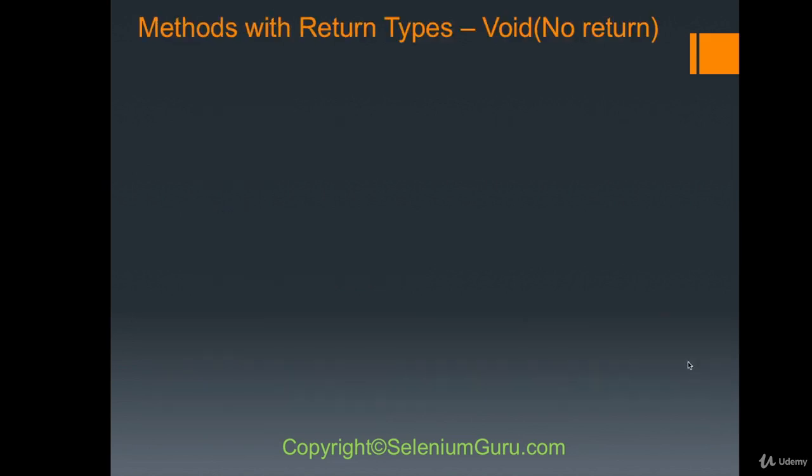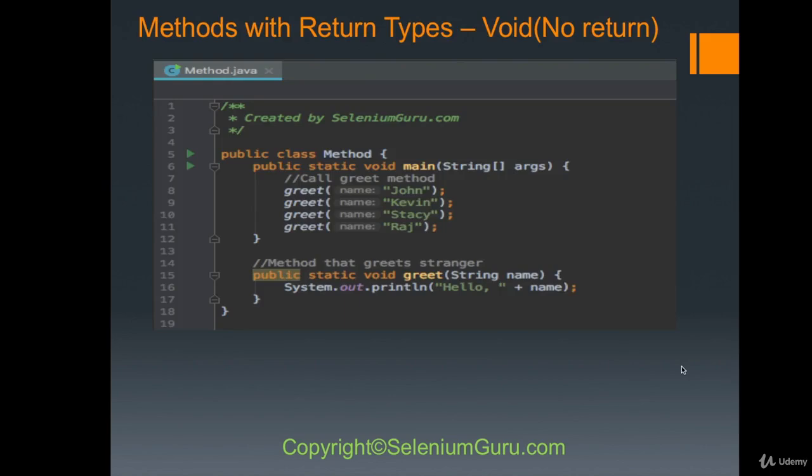So now we're going to learn what a method with the return type void means. Let's give an example here. I've got this main method and I've got this method here, public static void. We're going to talk about what this void means. My method name here is greet. It takes one parameter, which is a string parameter, name. What it basically does is print out hello, whatever the name is. I created this method to greet a customer or stranger, right?